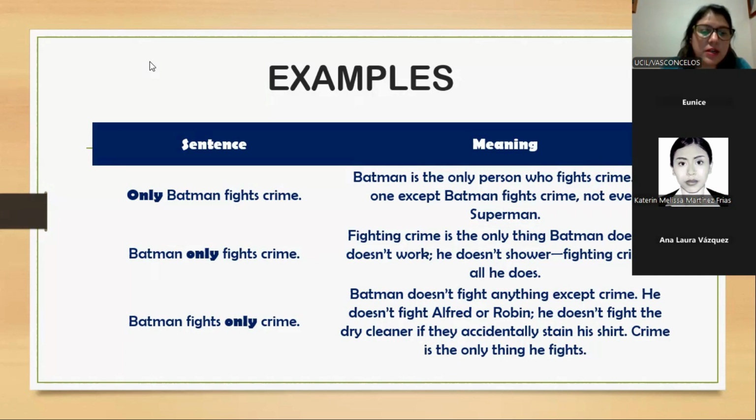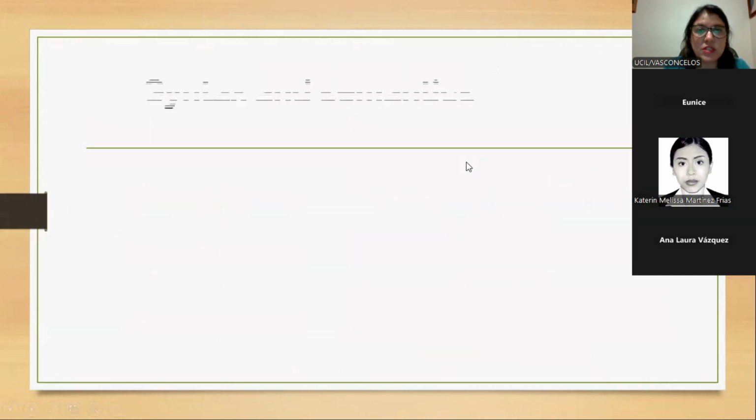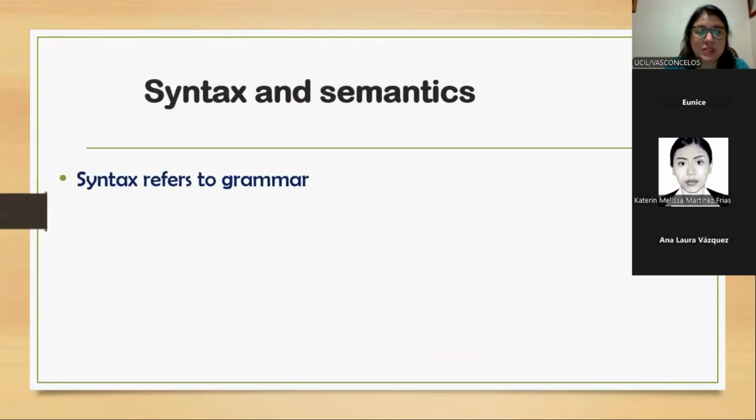And the last sentence is Batman fights only crime. Batman doesn't fight anything except crime. He doesn't fight Alfred or Robin. He doesn't fight the dry cleaner if they accidentally stain his shirt, and crime is the only thing he fights, right? So here we have some examples related to syntax and semantics.